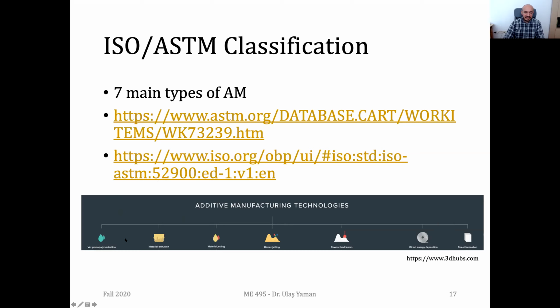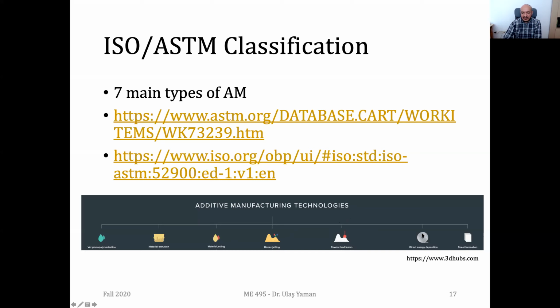We have vat polymerization. We have liquid polymers. We use material extrusion. We start with solid materials and then liquefy them with the help of some heat. Or in the third approach, we jet material. The fourth one is similar. These two are very similar. This time we are jetting binders, not powder. In the fifth one, one of the classical approaches, we have a powder bed. We spread the powder on the table and then with the help of lasers, we melt them and join them together.